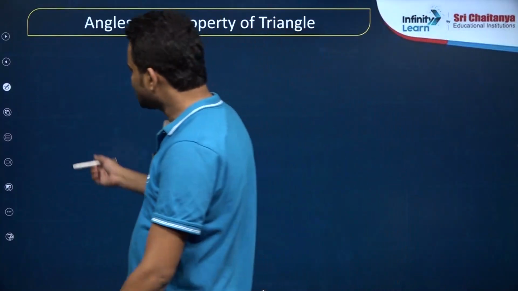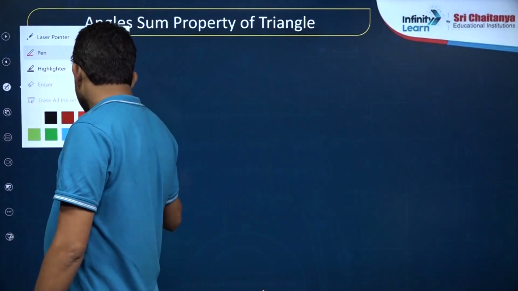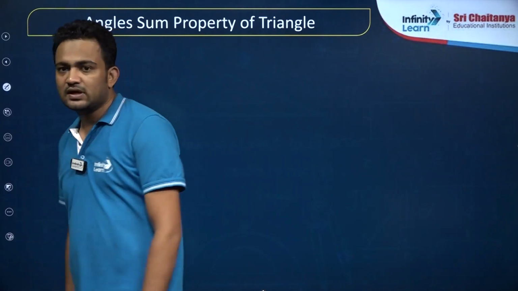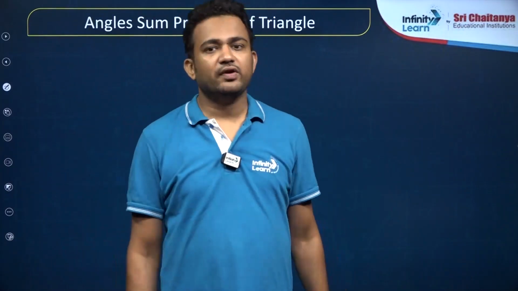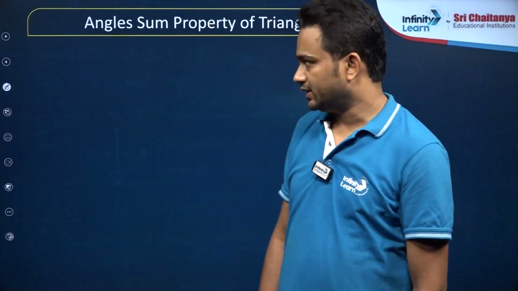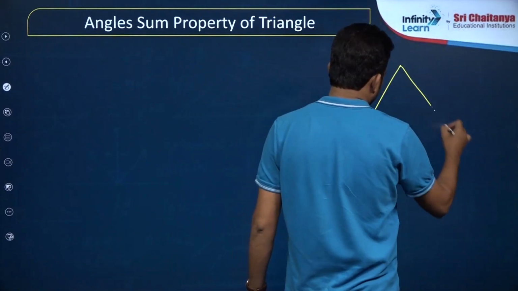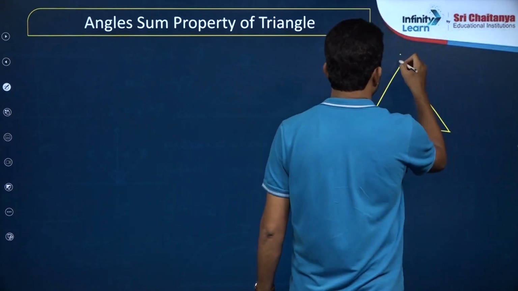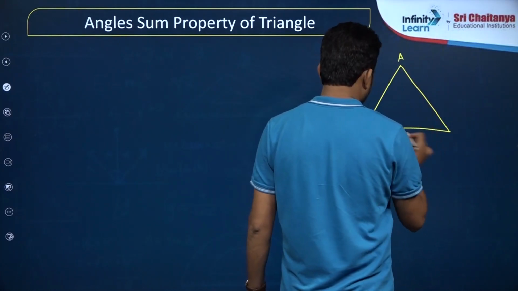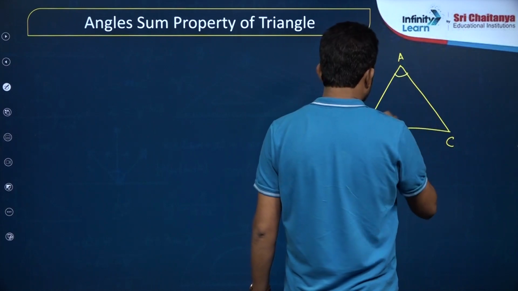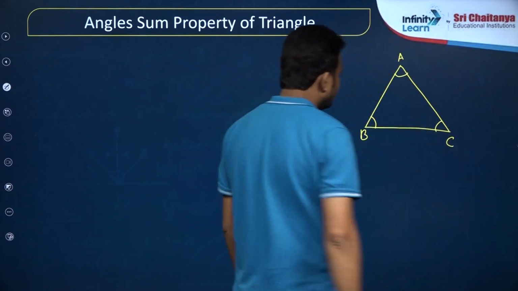What is the angle sum property of a triangle? This is very basic. You have already studied it in class 7th, 8th. It means the sum of the interior angles of any triangle is always 180 degrees. So, if you have any triangle, guys, then what is the angle sum property? The sum of the interior angles of any triangle is always 180 degrees, right?